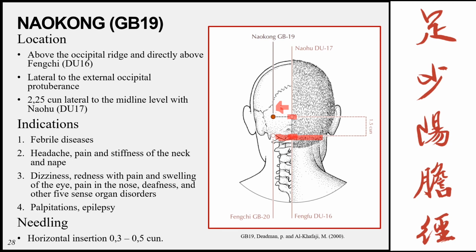This point can be used for febrile diseases, headache, pain and stiffness of the neck and nape, dizziness, redness and pain and swelling of the eye, pain of the nose, deafness and other disorders of the 5 sense organs. It can also be used for palpitations and epilepsy. Needling is horizontal, 0.3 to 0.5 cun.